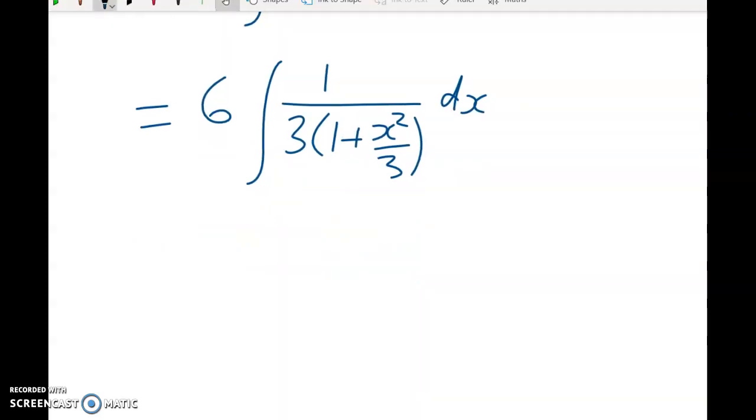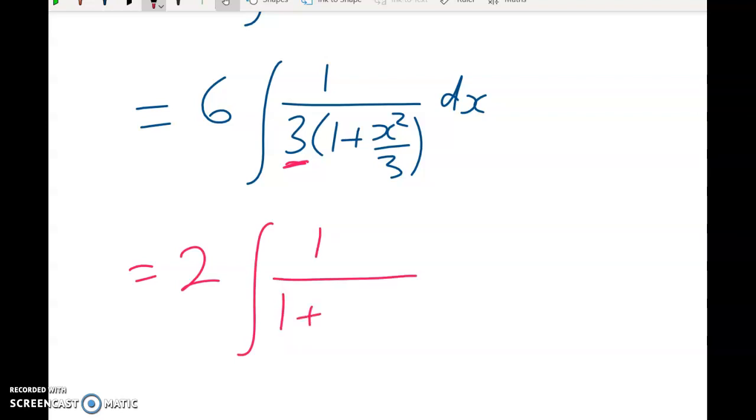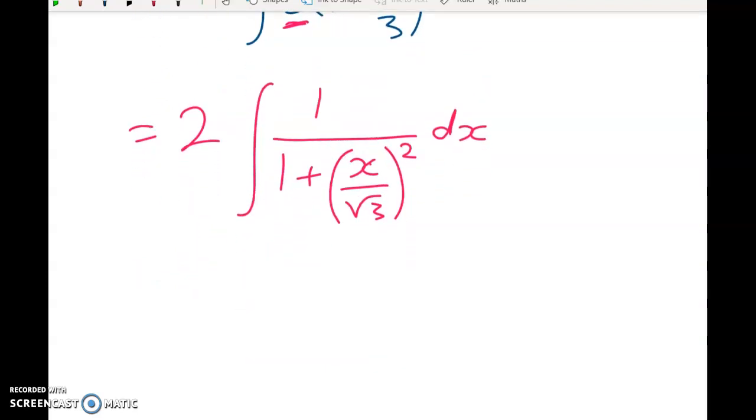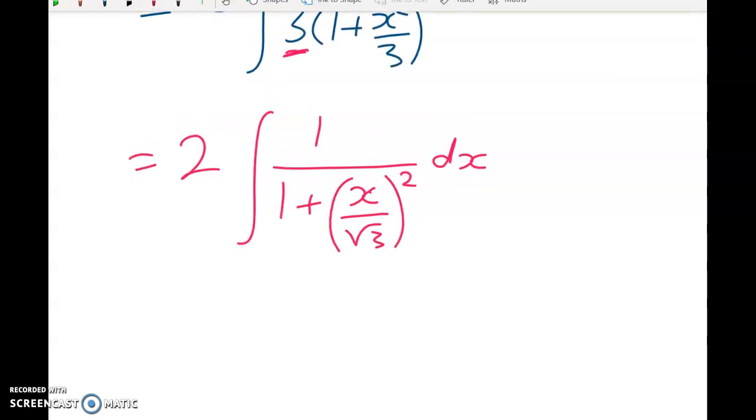And again, I'm going to take this constant here out the front. So we'll get 6 over 3, which gives me 2 times 1 over 1 plus, and this thing here is x over root 3 squared dx. Now there's a couple of ways I can go here. I can start to do some backwards chain rule in my head, and if you're a confident student, that's fine. But for most students doing this problem, it's probably going to be safer at this point to do a really easy little u substitution. So let's do it that way.